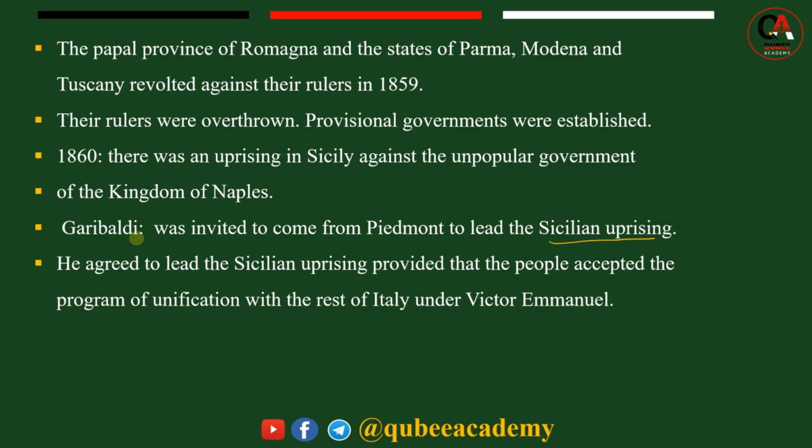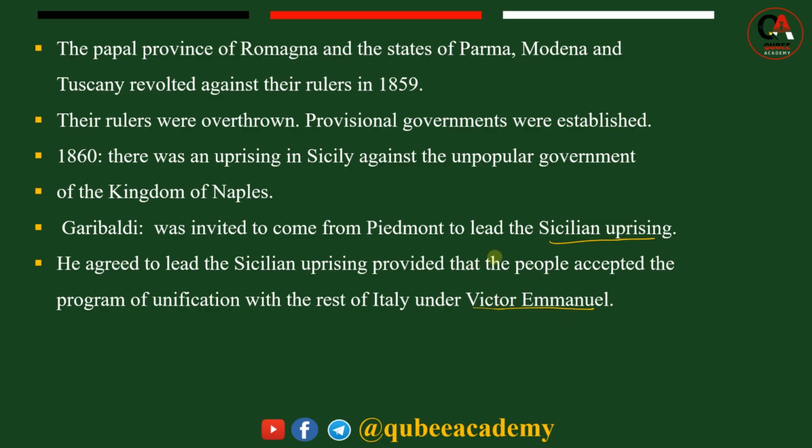Garibaldi, the nationalist in Italy, agreed to lead the Sicilian uprising, provided that the people accepted the program of unification with the rest of Italy under Victor Emmanuel. Victor Emmanuel means the king of Piedmont. This is how the process of Italian unification continued.